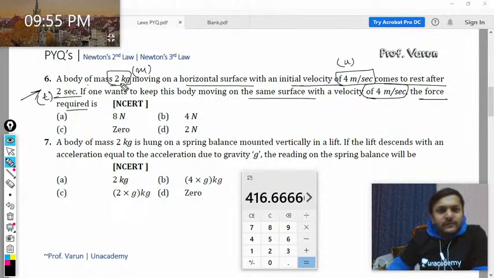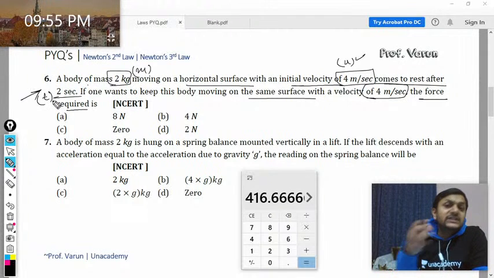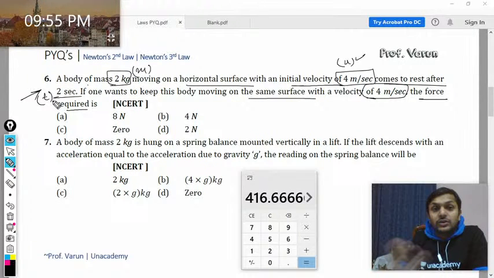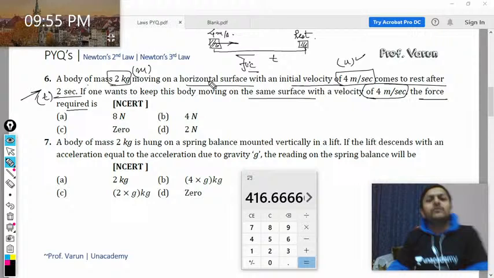Okay, so a body of mass 2 kg moving on the horizontal surface. So mass is given to us. Initial velocity is this, comes to rest after this time. So you can find the acceleration, that is, what is the friction on the surface. See, the question is that this is the body. It was moving with 4 meter per second, and after time t it comes to rest. Now obviously there will be friction here, and we need to find what the friction will be.